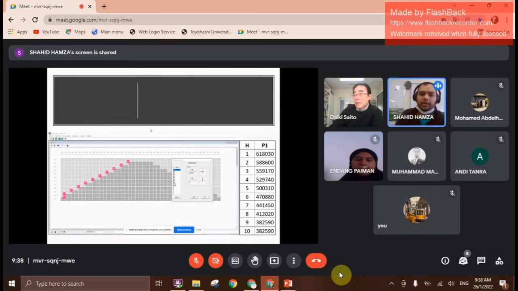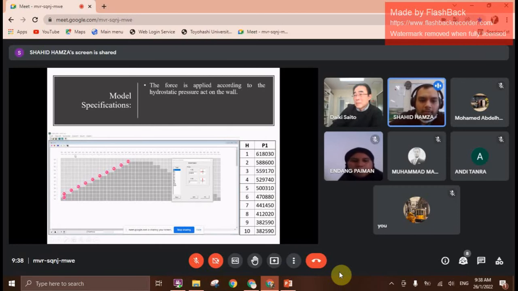So the force applied is hydrostatic pressure according to the water force. For example, if the tsunami height is above the surface, and we move downwards from there, it is considered the height of water which applies the pressure on the structure. So I calculated the forces applied on every segment by the height of the water surface. As the water surface height decreases, the forces acting on this structure also decrease.